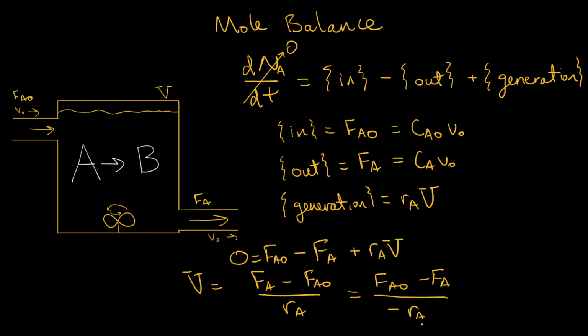And this also makes sense because this rate of reaction term is going to be negative, so these two negatives will cancel out when we plug in for our rate of reaction. Another way to do this is to write this in terms of concentration, so that becomes CA naught times little v naught, our volumetric flow rate, minus CA times little v naught divided by, again, minus RA. So we can look at this both in terms of concentrations or molar flow rates for this problem.